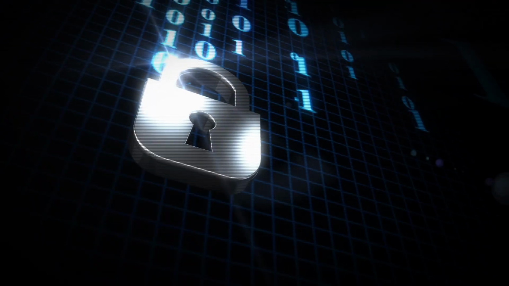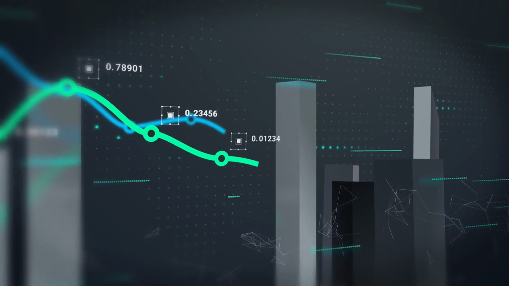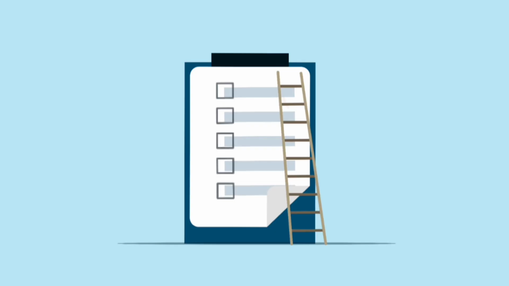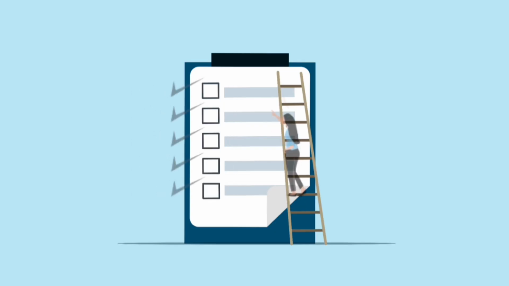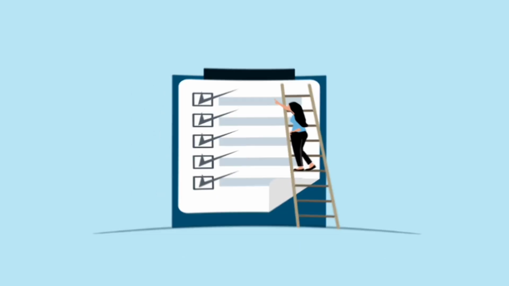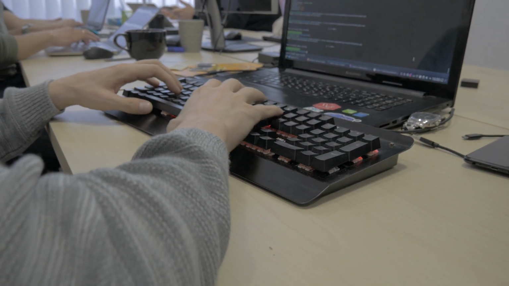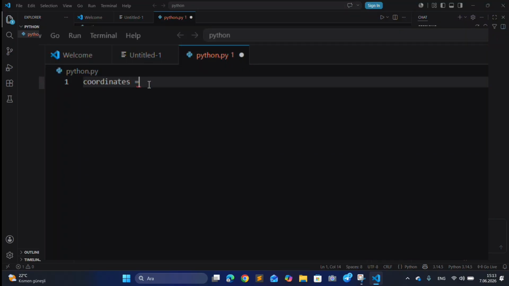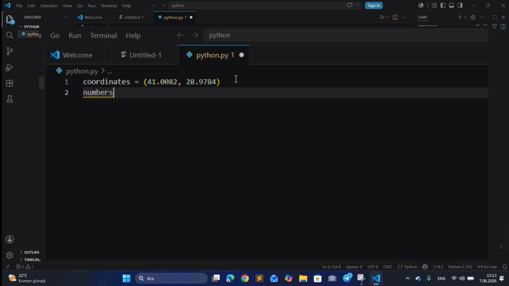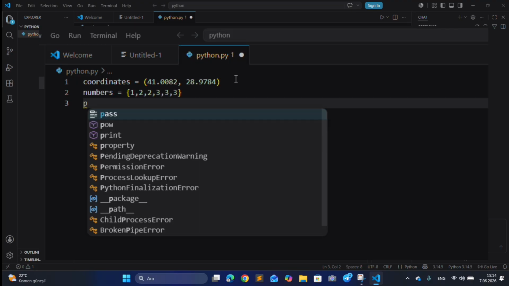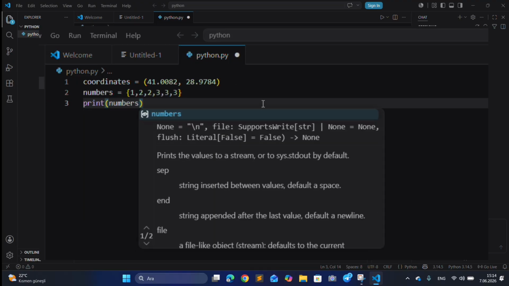Topic 10. Tuples and sets. Tuples and sets are similar to lists but have different rules. Tuples are immutable and cannot be changed after creation. Sets store unique items only and are unordered. For example, coordinates equals 41.008, 28.9784. Numbers equals 1, 2, 2, 3, 3, 3. Print numbers.